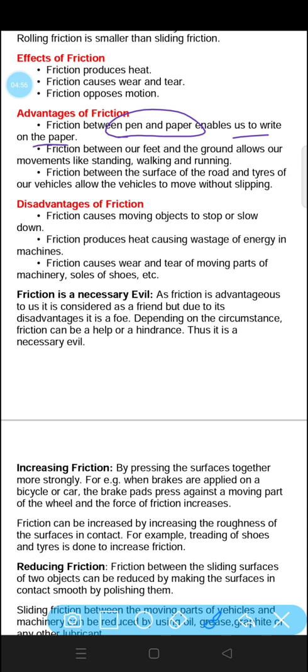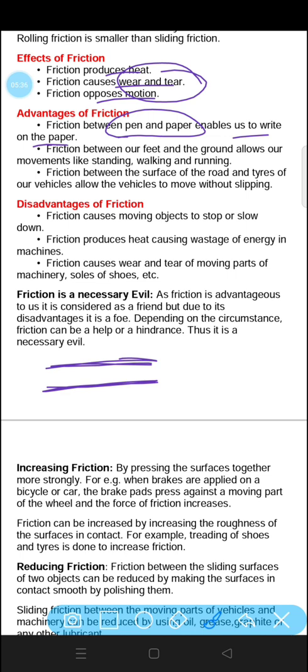So as we have seen, in case of effects of friction, friction produces heat. Whenever two objects are just striking each other, they produce heat, so there is friction between them. Friction causes wear and tear. If your hand strikes the wall or any rough surface, there will be wear and tear, there will be damage to your skin. That is because of the friction between your hand and the wall. And friction opposes motion. If you apply any force on your hand, it will be opposed by the opposite side.